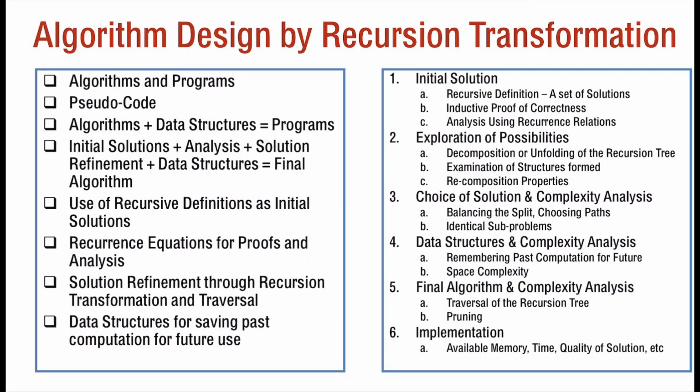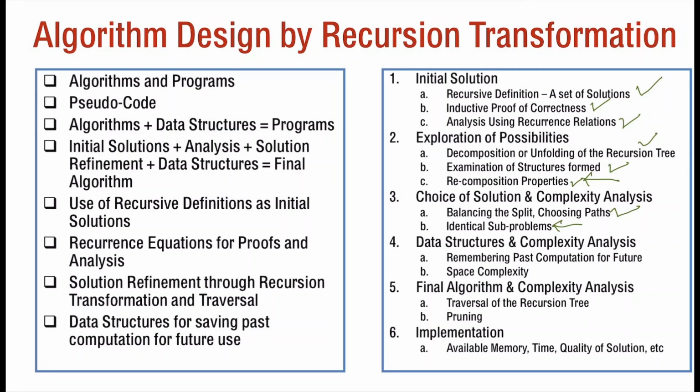Our process now is the initial solution, where we have a recursive definition, then we get the inductive proof, then we get the analysis using recurrence equations, and we have seen 3 cases here. Then we unfold the recursion tree and examine the structures formed and the recomposition properties. We will come to this in more detail in later classes. Then the choice of solution. We have seen a case of balancing the split. We will see more cases of other issues which will come up later in more examples that we shall do.